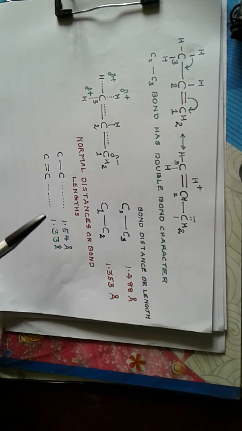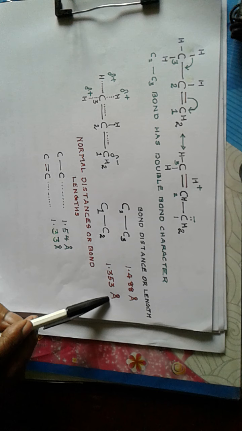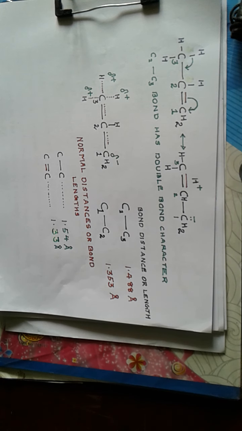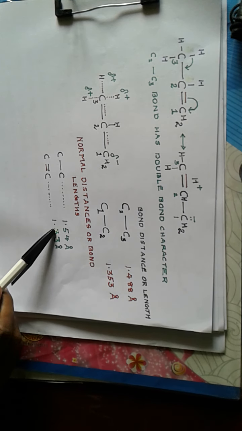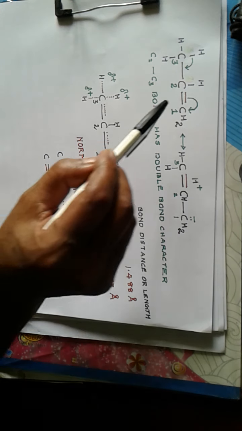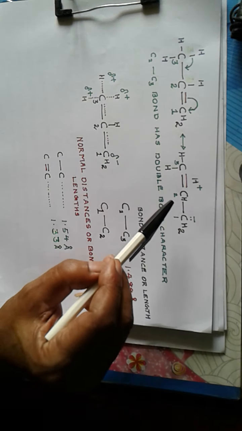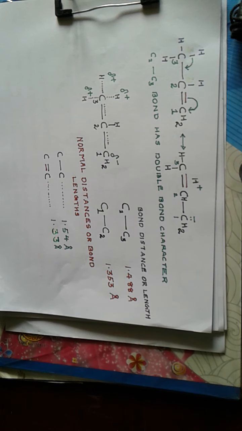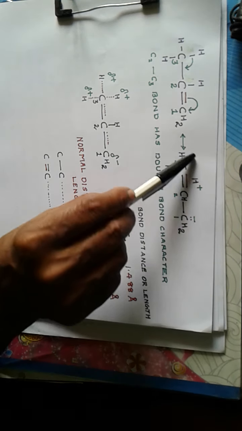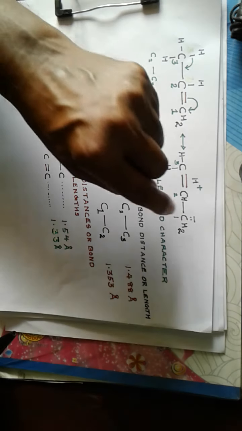Again, the C1 to C2 bond length is 1.353 angstrom units, found experimentally in propene, and the usual C double bond C structure has a bond length of 1.33 angstrom units, and this value is slightly higher than that. This shows that the double bond character is slightly decreased because of the contribution of such canonical structures where the C2 to C1 bond is a single bond, so that the bond length between C1 and C2 will be in between a double bond and a single bond, and again it is closer to a double bond because of the lesser contribution of such canonical structures due to the charge separation.